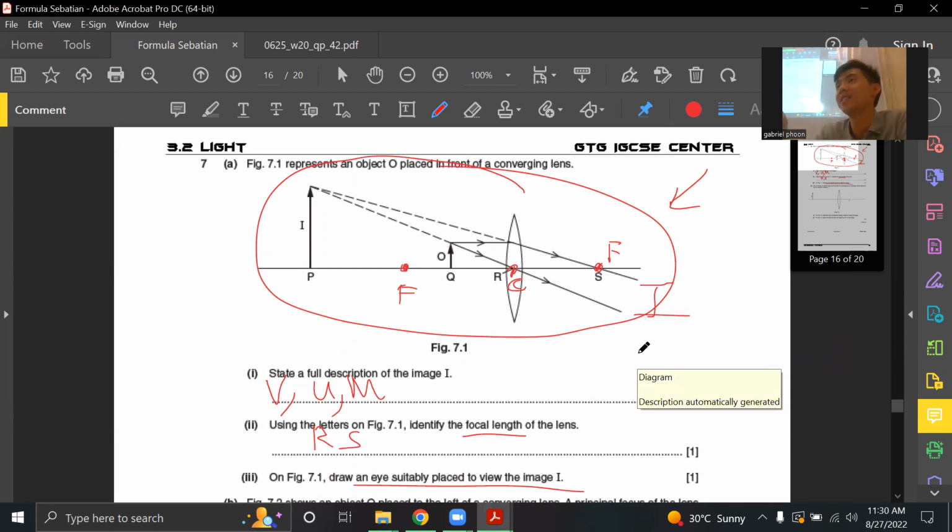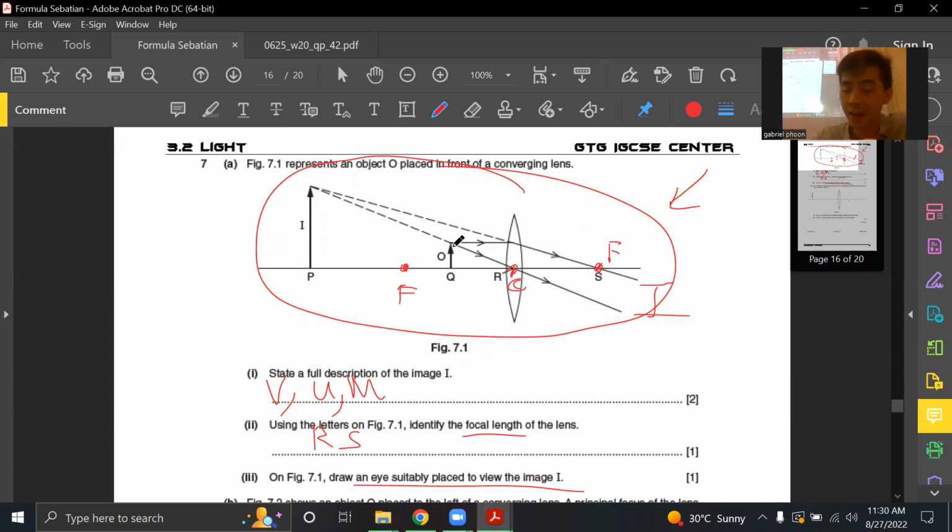Magnifying glass 是那些放大镜，你知道吗？Like if you look at the ant, it will look bigger in the glass, right? Because 这个就是 magnifying glass 来的。This is essentially the light rays of how the magnifying glass works.